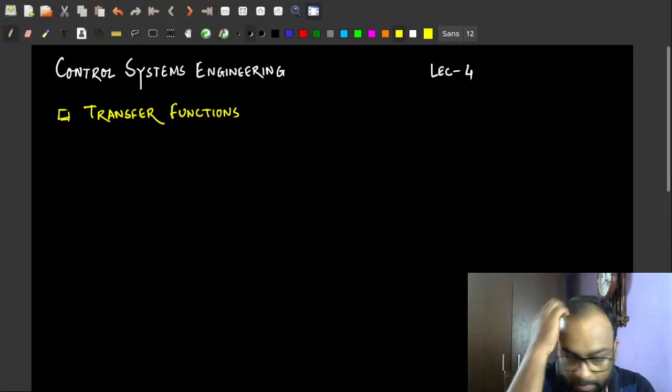Today's topic of discussion is on transfer functions. All right. So you're already familiar with transfer functions, and here we're going to elaborate on that concept with slightly more rigorous details. As usual, if you have any query during the class, feel free to ask. I would actually be happy to answer your queries.